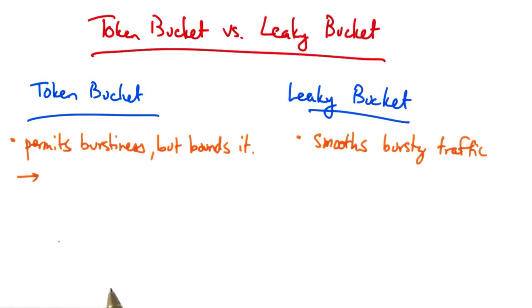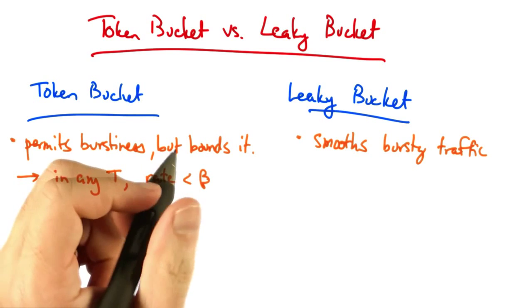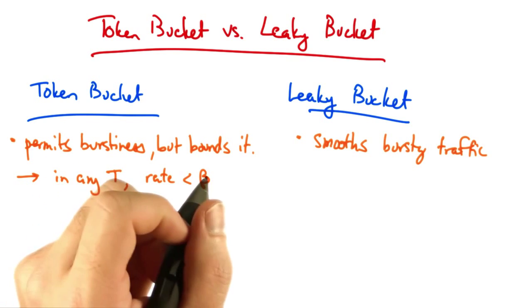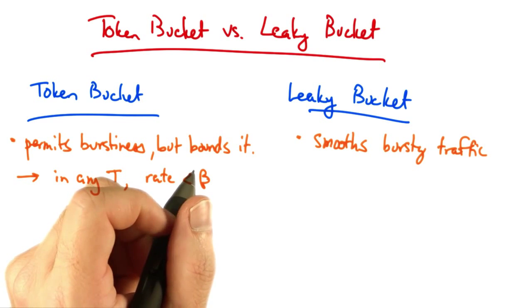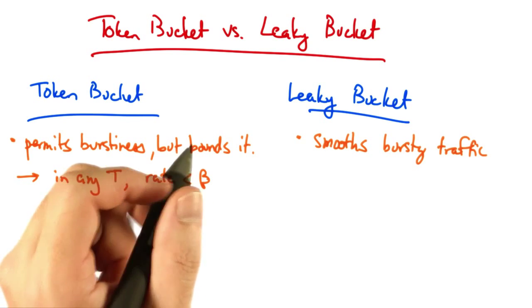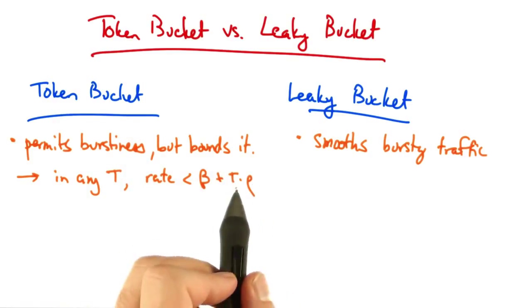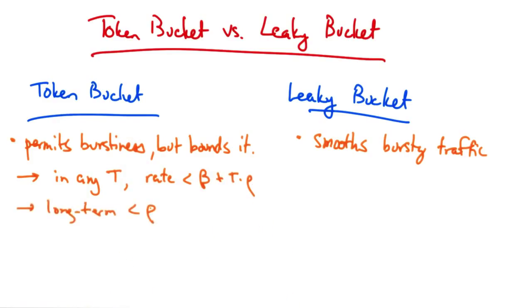The bound in a token bucket is as follows. If our bucket size is beta, then we know that in any interval t, the amount of traffic is always less than beta, that is, the maximum number of tokens that can be accumulated in the bucket, plus the rate at which tokens accumulate times that time interval. We also know that the long-term rate will always be less than rho.